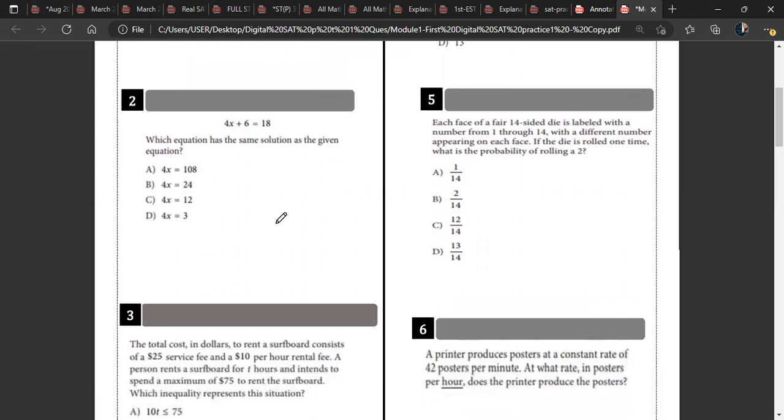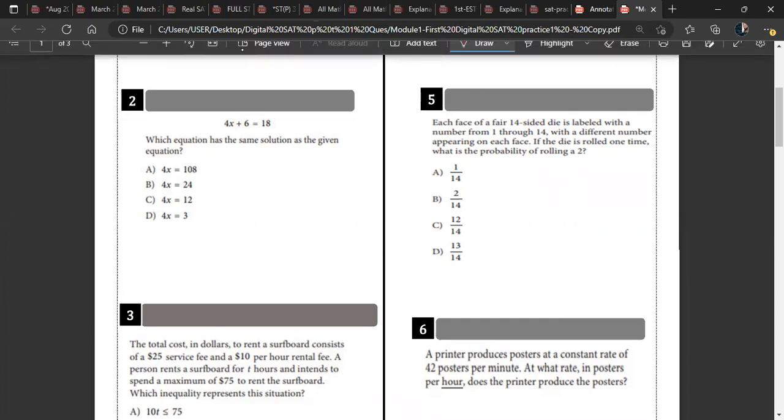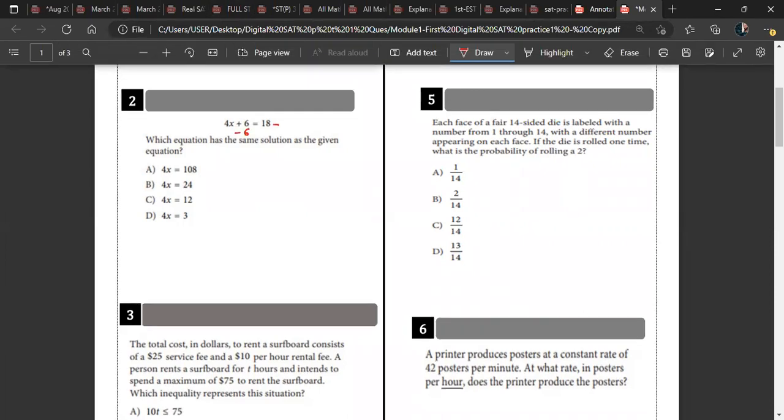For question number 2: 4x plus 6 equals 18. Which equation has the same solution as the given equation? Guys, in the choices you will notice that you have 4x alone on the left side, so there is a direct connection between the given equation and the choices. Subtract 6 from both sides, cancel 6 out, then 4x equals 18 minus 6, which is 12. So the answer will be C.